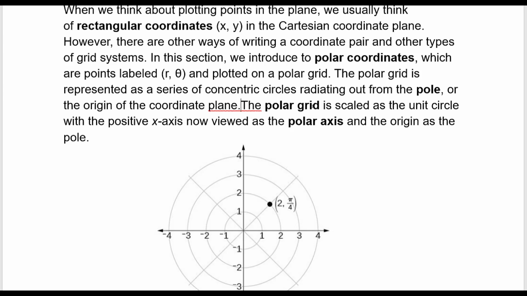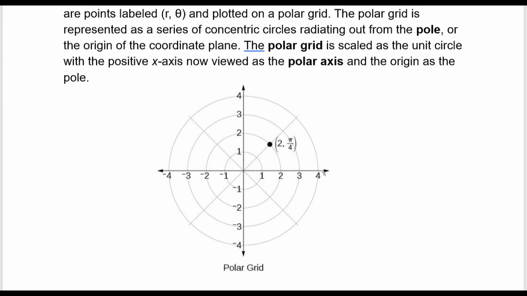And the polar grid is scaled as the unit circle with the positive x-axis now viewed as the polar axis. So this is the polar axis here, and the origin is the pole. And the positive direction is counterclockwise, and the negative direction is clockwise.